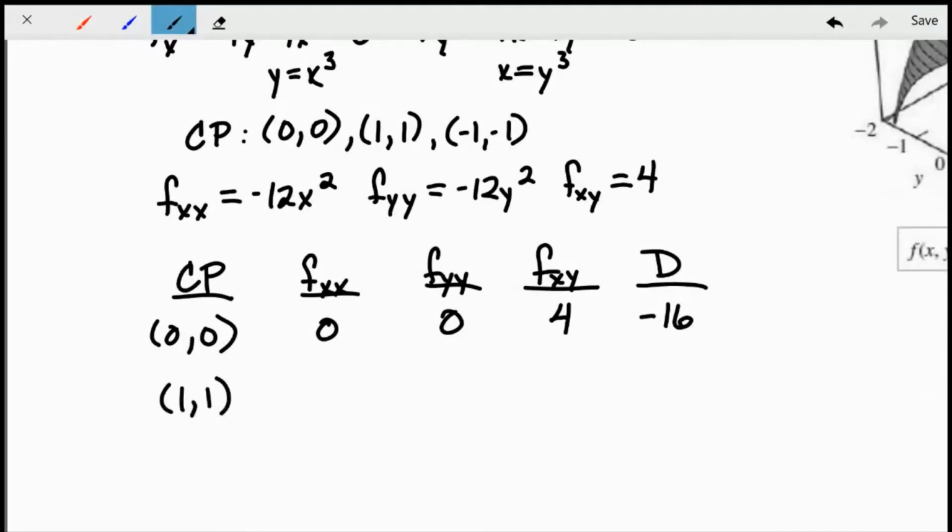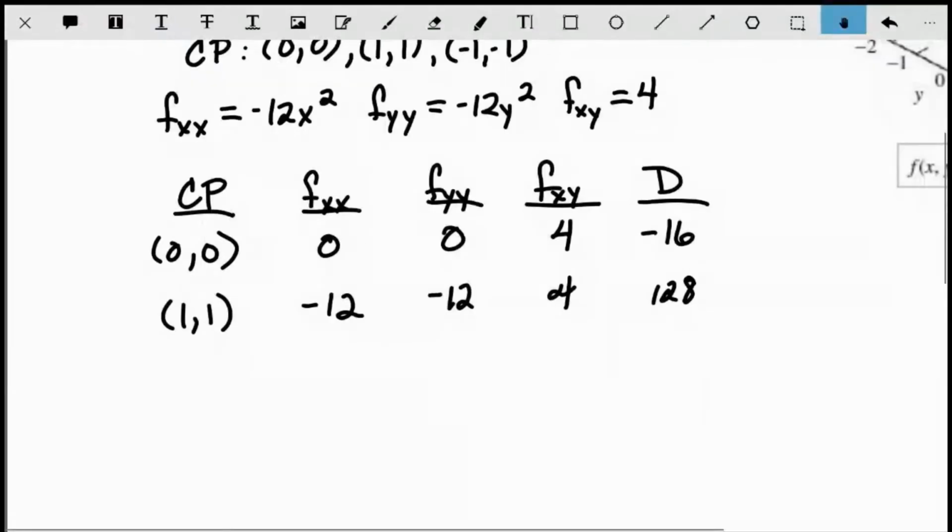My second x partial has a value of negative 12. Second y partial also negative 12. And then this mixed partial is always going to be 4. And now remember, same thing when I go through and I do negative 12 times negative 12, I get 144 minus 16. That's going to give me 128. So we got a determinant that's positive, which means now we have consistent behavior.